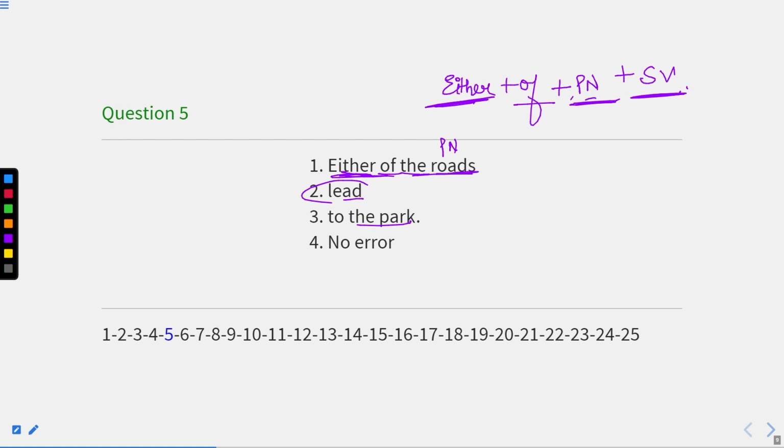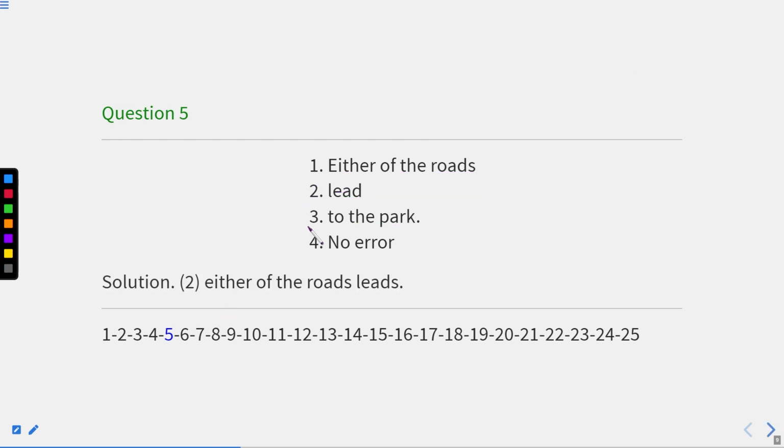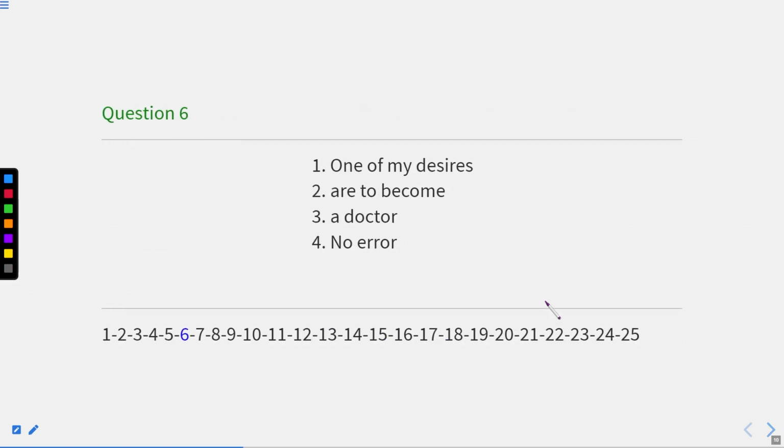Now here if you see the sentence, either of the roads, now roads are plural noun but we need singular form of verb, so this lead should be replaced with leads. Okay, so the correct sentence will be either of the roads leads to the park. Okay, so here the correct answer will be 2, where this lead should be replaced with leads. Okay, so either of the two roads leads. Okay, so leads will be the correct verb over here. I hope that you have got this concept. Now let us move to the next question, that is question number 6.